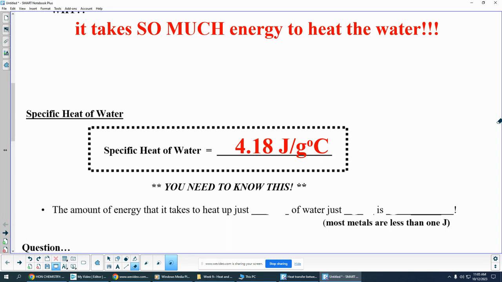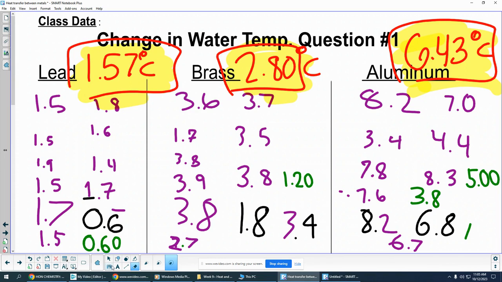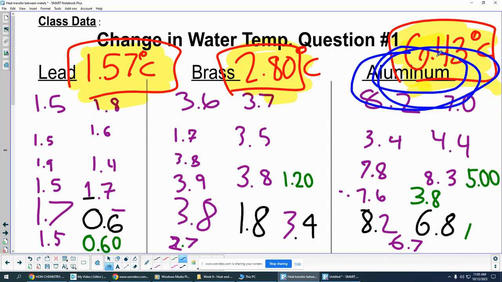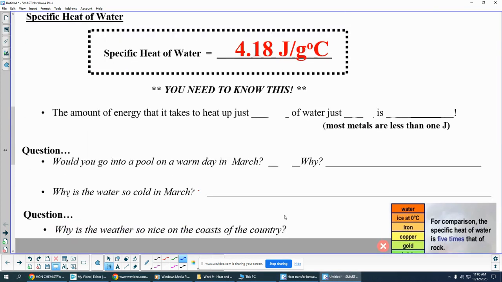So you just got to be very careful with your specific heat capacities. If they're high, it takes a lot of energy to heat it up. If they're low, it doesn't. So what you can probably see now is that our highest specific heat capacity would have been aluminum yesterday. And I'll give you the numbers here in a second. And the lowest specific heat capacity would have been lead. So it's again the amount of energy it takes to heat 1 gram of water, 1 degree Celsius is 4.18 joules.